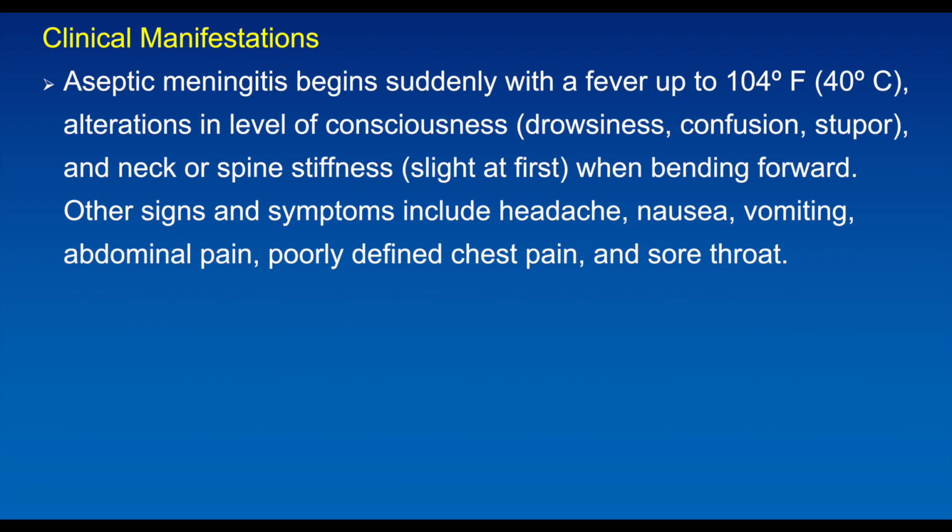Aseptic meningitis begins suddenly with a fever up to 104 degrees Fahrenheit or 40 degrees Celsius. Alterations in level of consciousness, that is drowsiness, confusion, stupor, and neck or spine stiffness, slight at first when bending forward. Other signs and symptoms include headache, nausea, vomiting, abdominal pain, poorly defined chest pain, and sore throat are seen in aseptic meningitis patients.